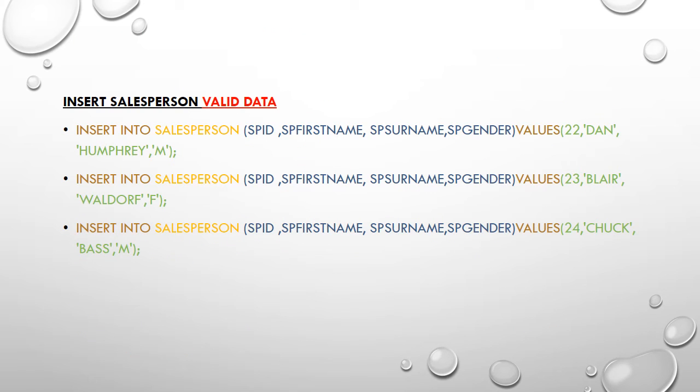Here I'm going to show you a valid data insertion. Here INSERT INTO and VALUES, written in brown color, are the keywords, and salesperson is the table name. SP ID, SP first name, SP surname, SP gender, written in blue color, are the columns, and the values are written in green color: 22, Dan, Humphrey, M, and so on. Here I only copy-pasted 3 rows, but actually in the assignment there are 6 rows. If you run this, it will run perfectly in Oracle.